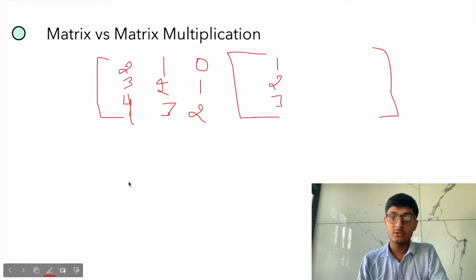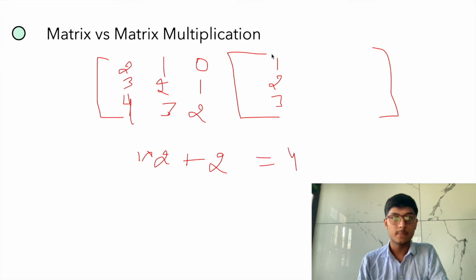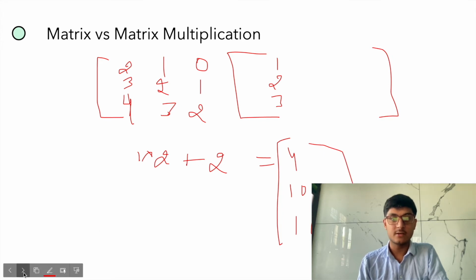So we know that this will be a 3 cross 1 matrix. So now 1 multiplied by 2, addition with 2 multiplied by 1, that is 2, and 3 multiplied by 0, 0. So this will be a 4. Then next row, so 3 plus 4 plus 3, that will be 6 plus 4, 10. So this will be 10. Then 4, 6, 10, and 6, 16. So this will be our new matrix, 4, 10 and 16. So this is matrix versus matrix multiplication.